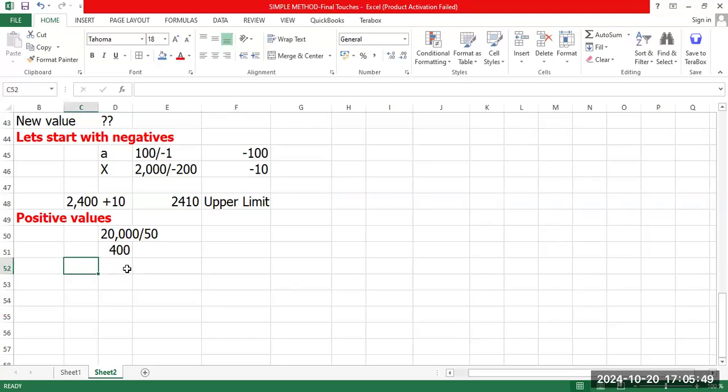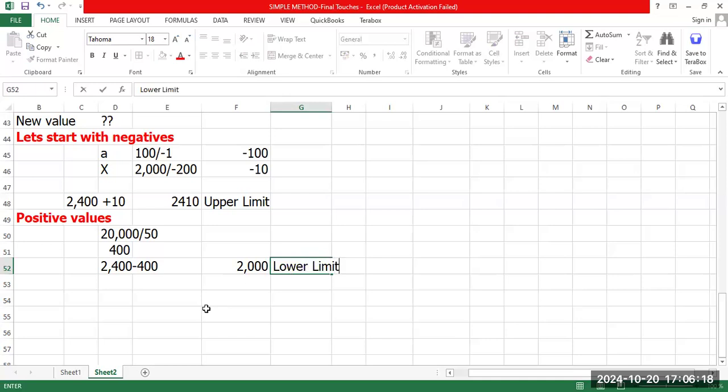So what will be your lower limit? You get the original value, which is 2,400, then minus the value 400. What do you get? Do you get 2,000? Yes, 2,000. This will be our lower limit.